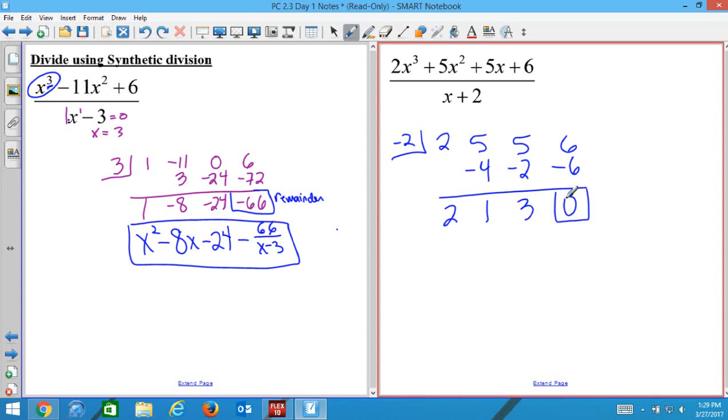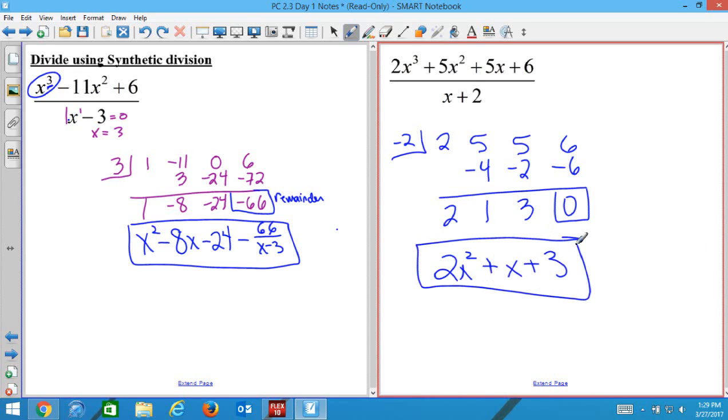So my answer is going to be 1 less exponent than the original degree. So my answer is going to have x squared. So we're going to start with 2x squared plus 1x plus 3, and then there's no remainder. So you can say that x plus 2 is a factor of 2x cubed plus 5x squared plus 5x plus 6. Because there's no remainder, it is a factor.